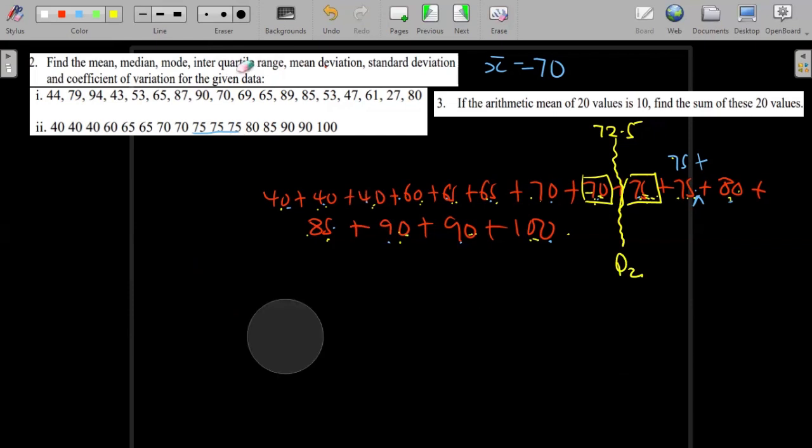And then we can now go to the mode. The mode is the value that is appearing most frequently. So for the 40s, we have 3 of them: 1, 2, 3. Do we have any other entries that are 3?